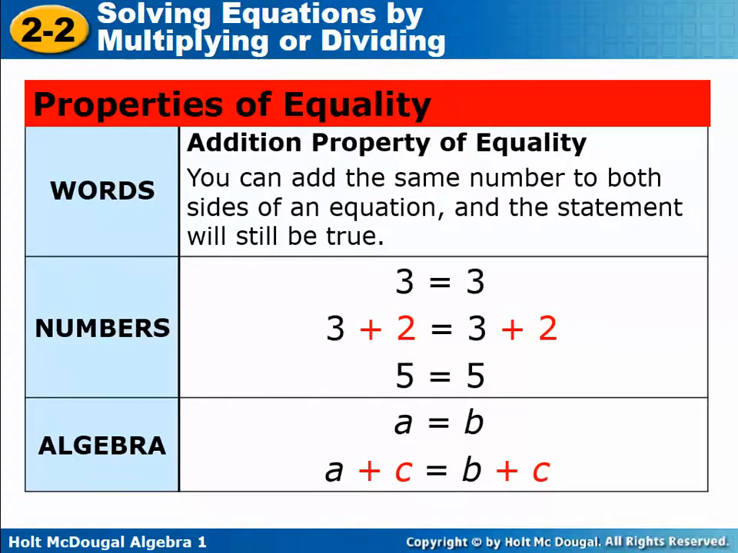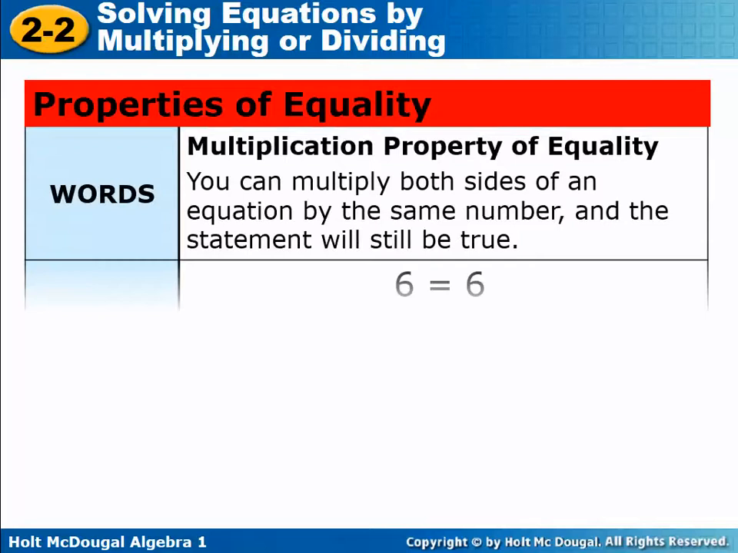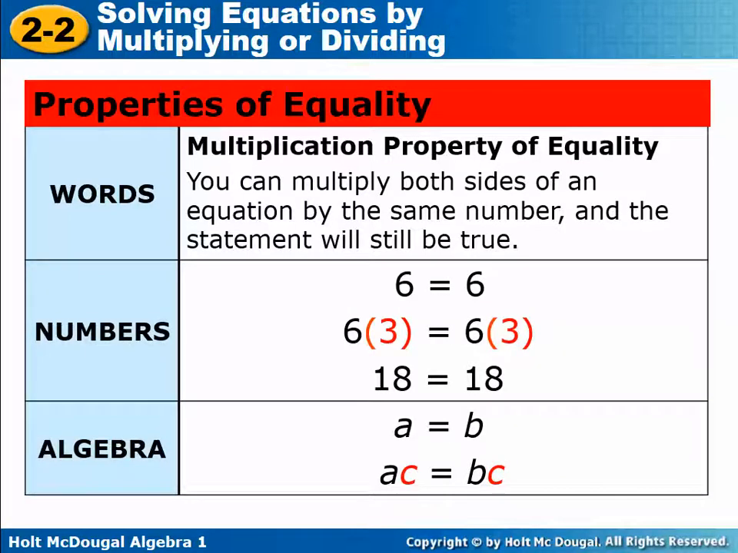So we have already learned about the addition property of equality. This is a review that you can add the same number to both sides of the equation and the statement will still be true. We also used the subtraction property of equality already, where you can subtract the same number from both sides of an equation and the statement will still be true. Today we are going to work with the multiplication property of equality that says that you can multiply both sides of an equation by the same number and the statement will still be true, such as 6 equals 6. You can multiply both sides by 3 and you will get 18 equals 18, which is still a true statement.